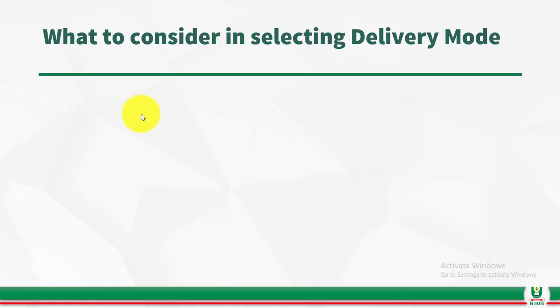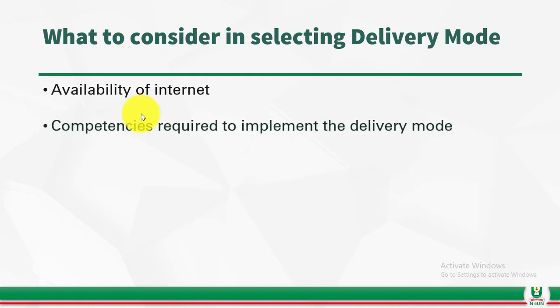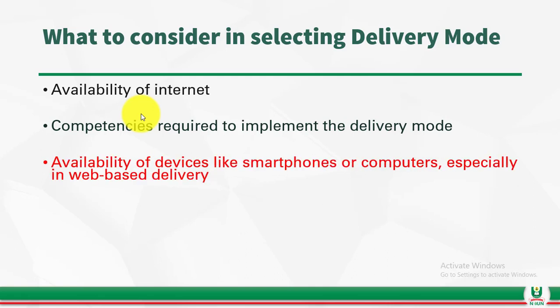Now, what to consider in selecting delivery mode? You need to look at the availability of internet, because if you are considering using a web-based delivery mode, there should be internet. Students should have access to the internet to get the multimedia that you have created. Then you should consider competencies required to implement the delivery mode. So if you are using the learning management system, for instance, you should consider the competencies of the learners to navigate the platform and access the contents.